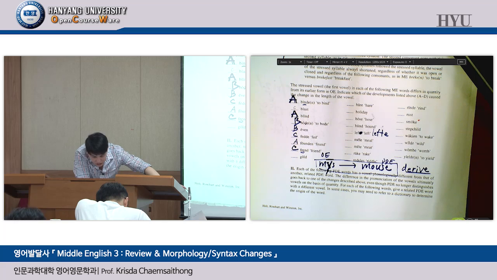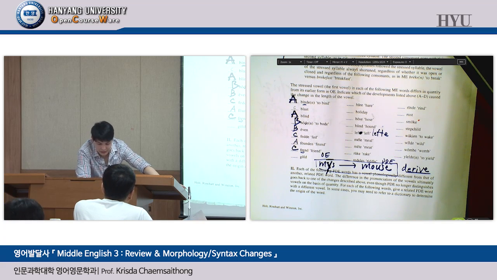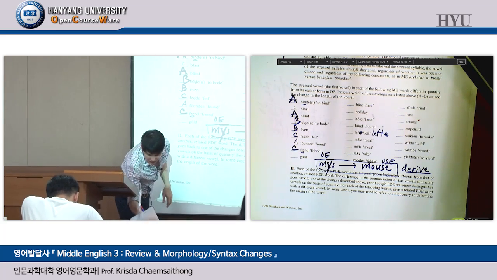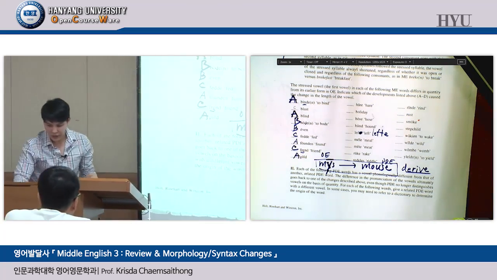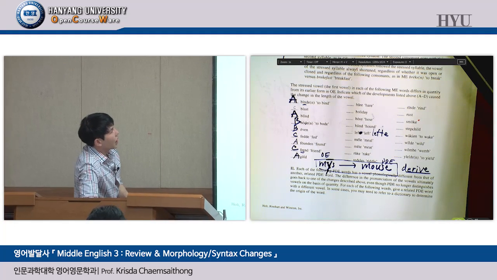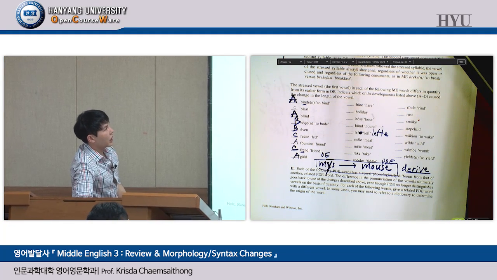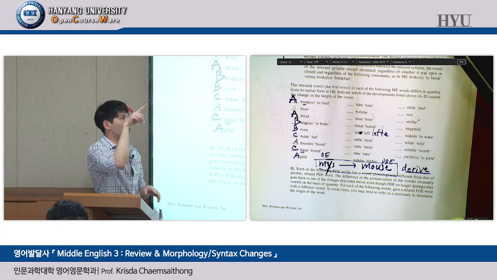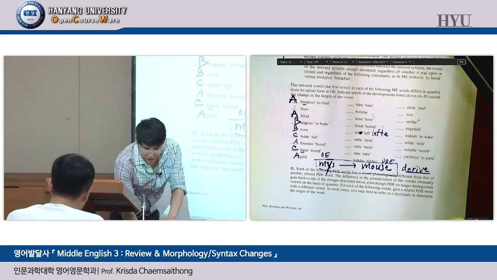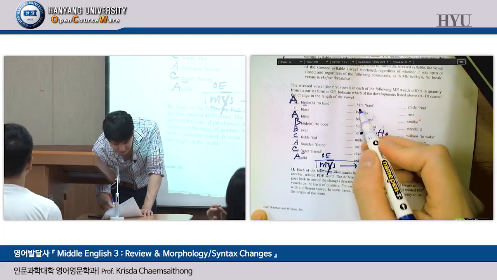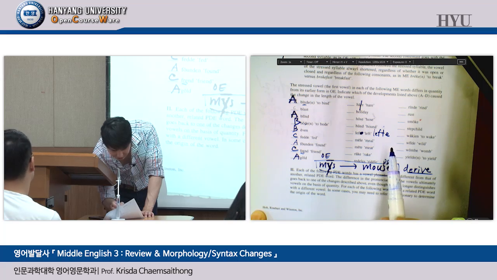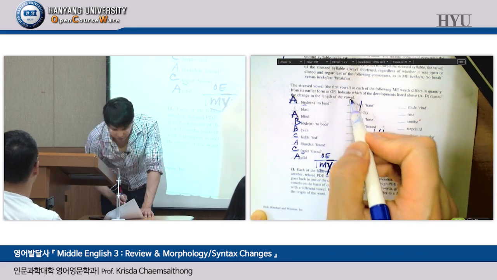And gold is lengthened because we have O plus LD. So this is condition A, right? Hare will change to hair in modern English. So in this case, we have an open syllable. So which condition is it? Number B, right?